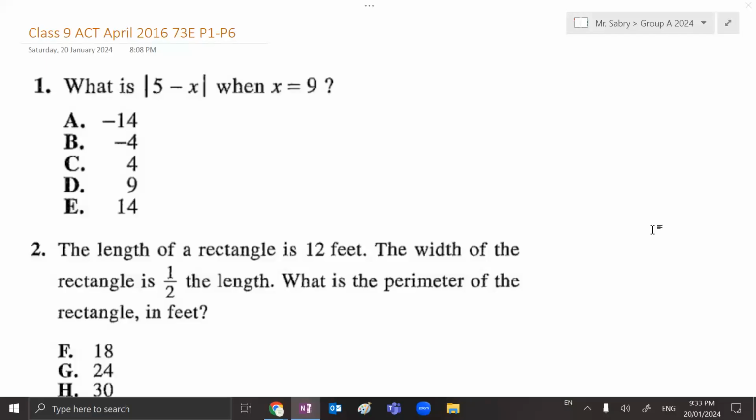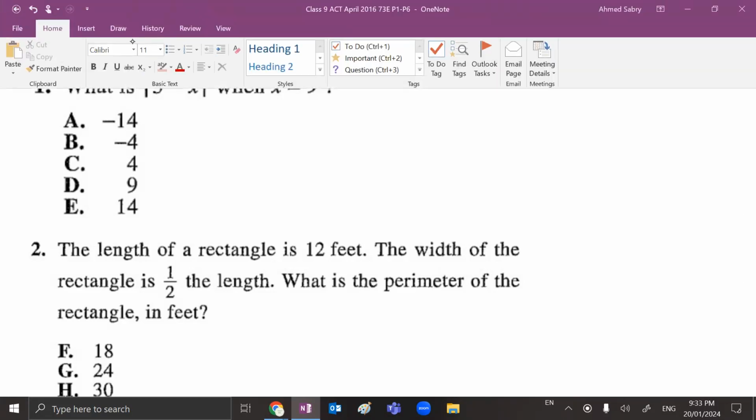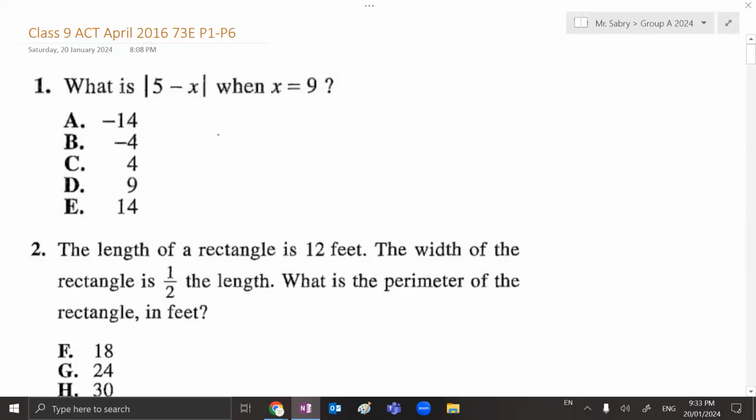So starting, of course, the first one is a very easy question. We basically substitute, and we have an absolute value. So we're going to substitute a 90 over there. In absolute value, one of the very important things to remember is that we don't change what's inside the absolute. We change the result of the absolute, which would always come out as a positive answer.